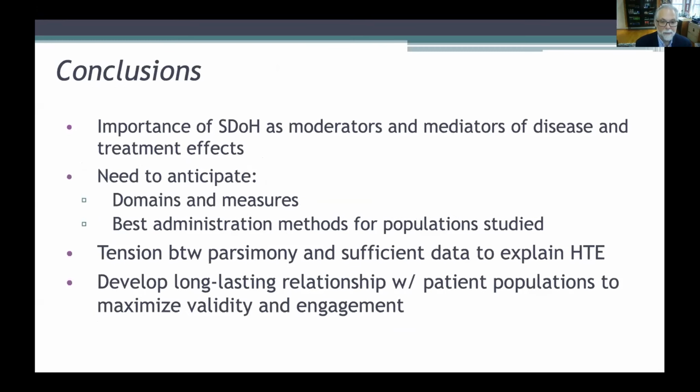Next slide is my conclusions. I hope I've shown the importance of social determinants of health as moderators and mediators of disease and treatment effects, how we need to think ahead to find the right domains and measures for each study and ways to administer it. There is a tension between parsimony and obtaining sufficient data to explain subgroup effects, for example, heterogeneity of treatment effects. And it's important to develop long-lasting relationships to maximize validity and engagement. Thank you very much.